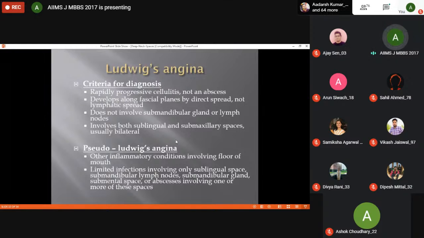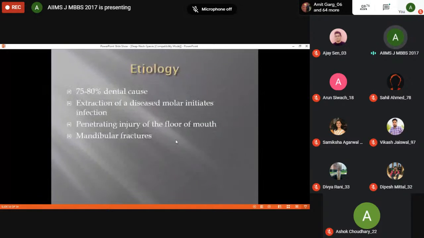There is one term called pseudo Ludwig angina, which is another inflammatory condition involving the floor of the mouth: limited infections involving only the sublingual space, submandibular lymph nodes, submandibular gland, or submandibular space, or an abscess involving one or more of these spaces. So basically it is an inflammatory cellulitis of the submandibular area. You can see this picture. Mainly it is from a dental cause, or sometimes periodontic injury or mandibular fractures.